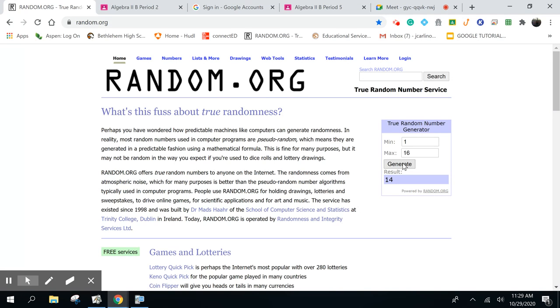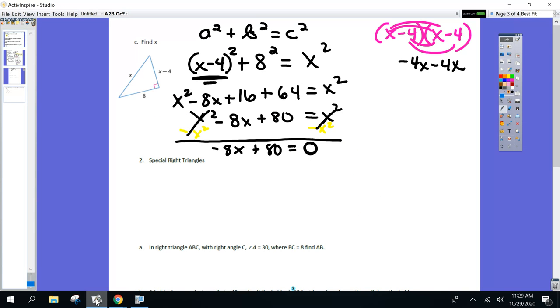Here we go. Eliana, how do you want to get the x by itself? You got a couple moves you can make. I added 80, or subtracted 80. Okay, that's fine. You can subtract 80. If anybody added 8x, that's fine too.